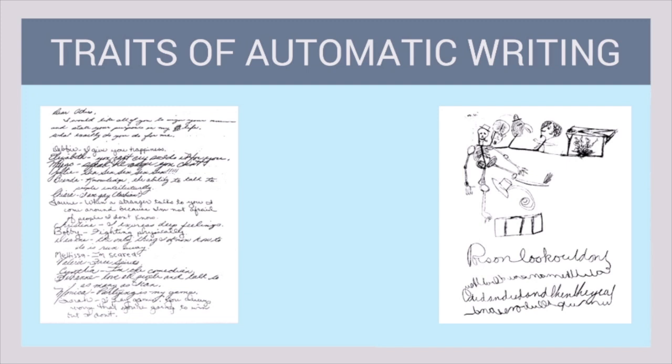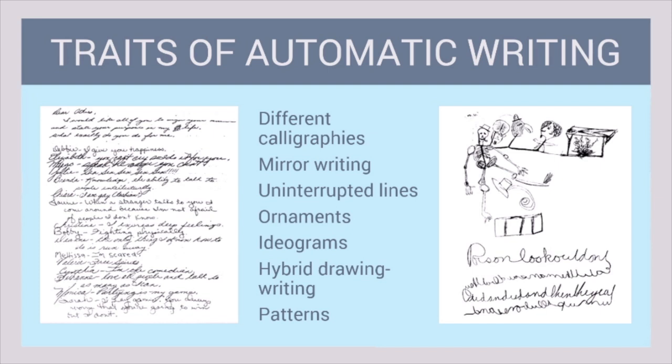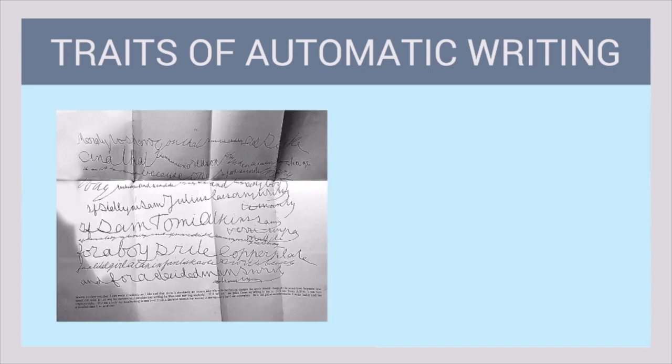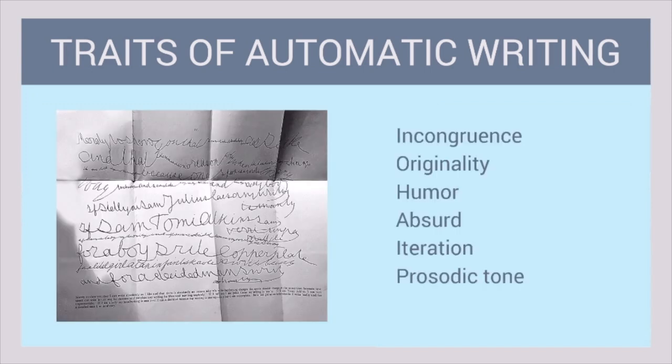Frequent traits of automatic writing productions are different calligraphic styles, mirror writing, uninterrupted lines without lifting the pen, ornaments, ideograms, hybrid shapes between writing and drawing, and patterns. As for the contents, incongruence, originality, humor, absurd, iteration, and a prosodic tone abound.